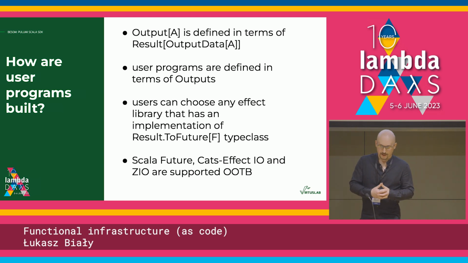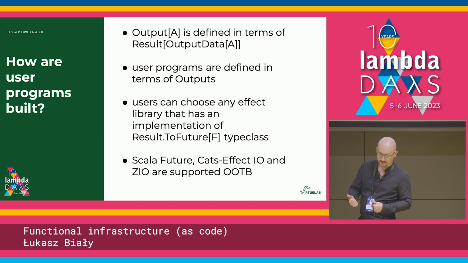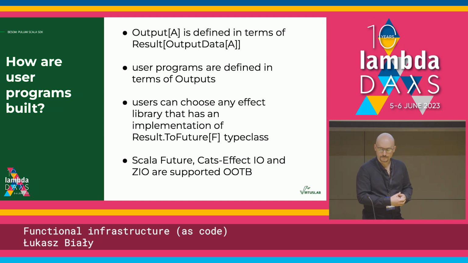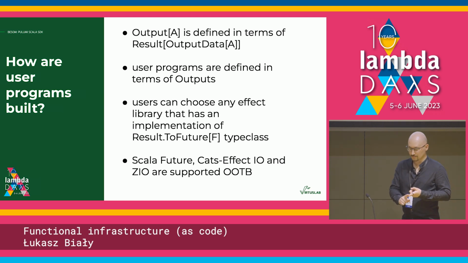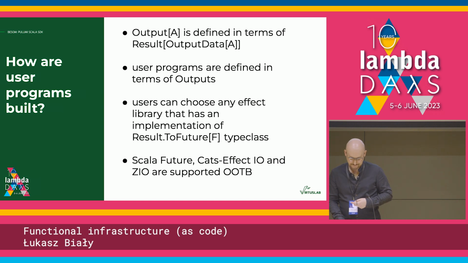The user can use any effect library that has an implementation of the Result to Future type class that is necessary to do that. So you can quickly, I think, understand that we are basically catching the Result and an instance of the type class, and at the end of the world, we are just unsafe running that to Future. So that means that out of the box, we support Scala concurrent Future, we support CATS effect IO, and we support Zio.